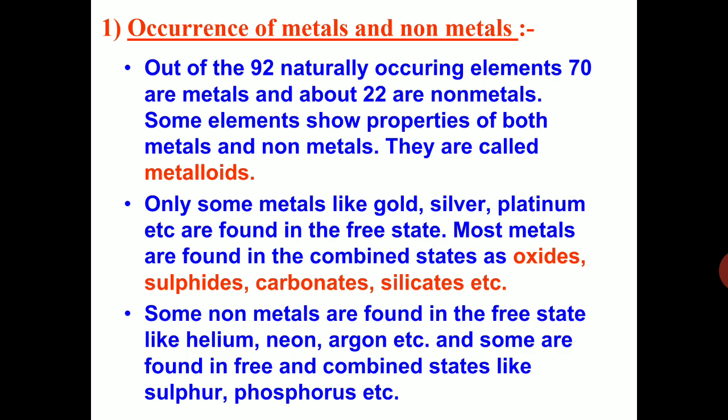First of all, we have learned that out of 92 naturally occurring elements, 70 are metals and about 22 are non-metals. Some elements show properties of both metals and non-metals. They are called metalloids. Only some metals like gold, silver, platinum, etc. are found in the free state. Most metals are found in the combined state in the form of oxides, sulfides, carbonates, silicates, etc. Some non-metals are found in free state like helium, neon, argon, etc. And some are found in free and combined states like sulfur and phosphorus.